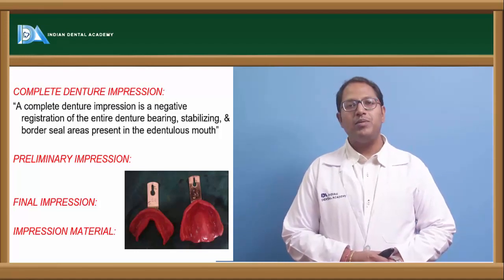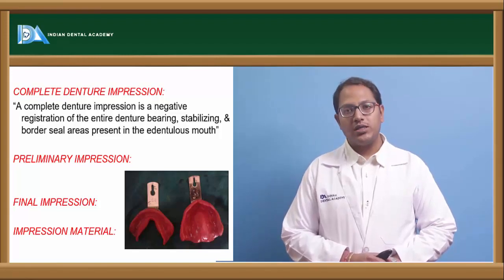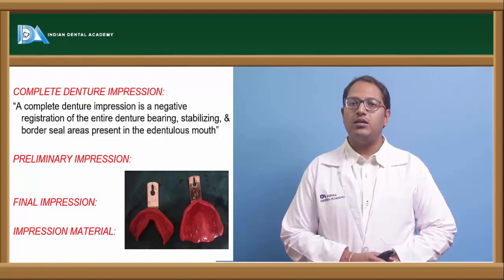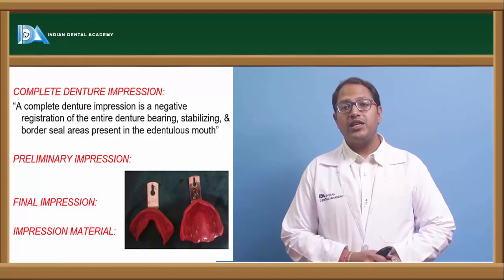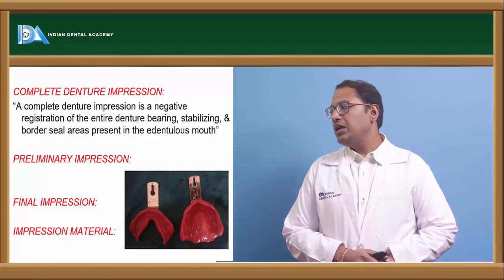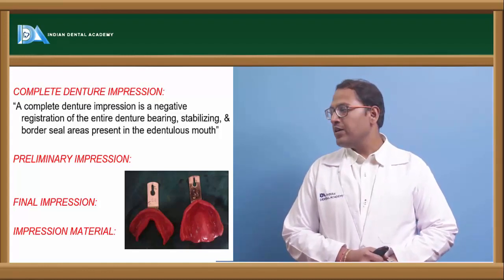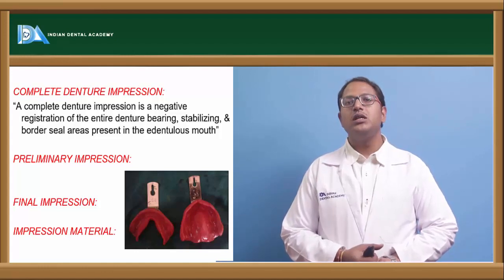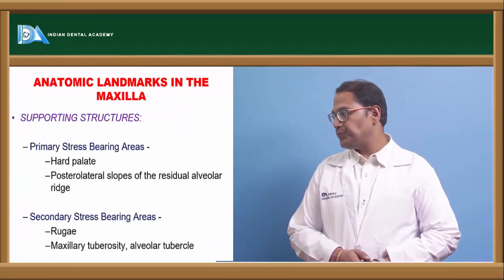So what is a preliminary impression? An impression which is made in the patient's mouth for diagnostic purposes or for making of the cast or the special tray is known as a preliminary impression. Definition of final impression: it is the impression from which the cast is going to be prepared. Which cast? The master cast. Impression material is any substance or combination of substances used to make the impression in the oral cavity.